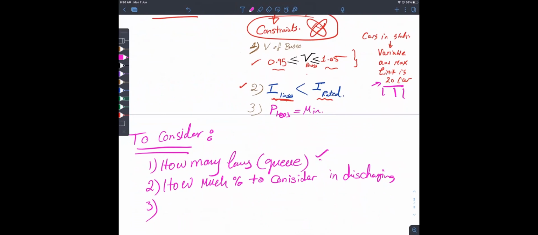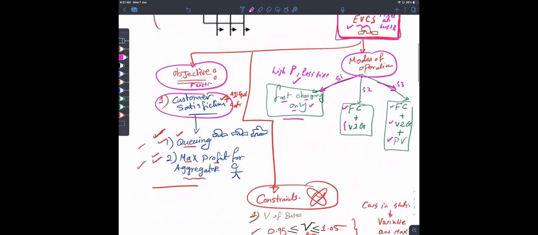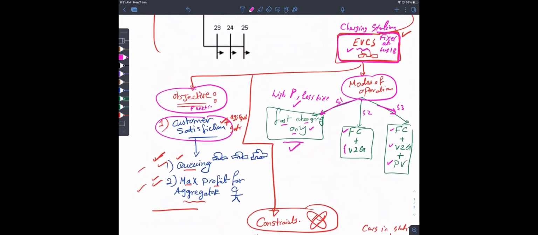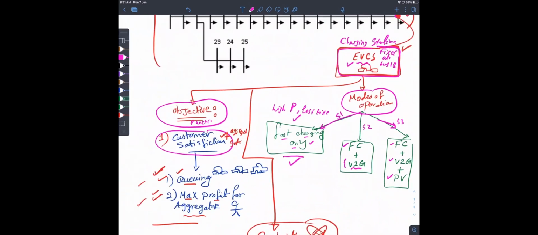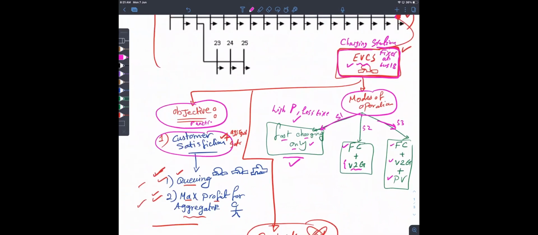Also, how much to consider in the discharging? Since here we have 3 scenarios, there will be no discharging. But when we have vehicle to grid, the car can discharge, right? So I need to know the charge in the car, and I need to know how much I profit if I discharge a car. So it has a cost. We need to know the prices of the charging and the prices of discharging. Okay, you get what I mean?